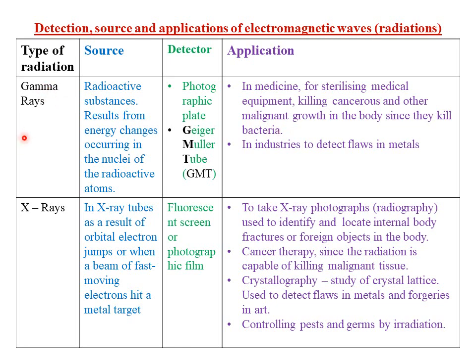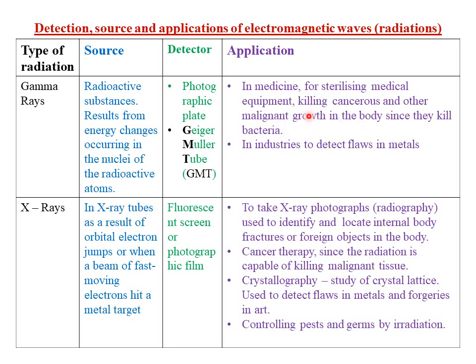So remember, we shall see under radioactivity that gamma rays usually have high penetrating power. They can penetrate through most materials. So because of their high penetrating power, they are used in medicine for sterilizing medical equipment because they are able to kill the bacteria within those particular medical equipments before they are used in surgery, maybe for another patient. Then they can also kill cancerous and other malignant growth.